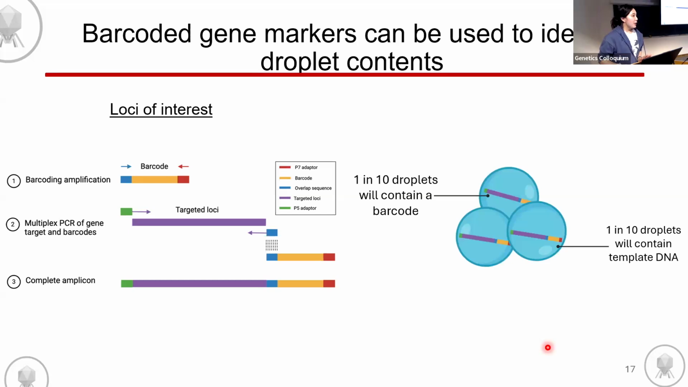So since the barcodes are loaded at a limiting dilution, that means 1 in 10 droplets will contain a barcode. 1 in 10 droplets will contain a template DNA. So if you do the math, 1 in 10, 1 in 10, 1 in 10, and 1 in 10, that means 1 in 1,000 droplets will contain a barcode, a phage, and a bacteria. But if you consider how many droplets are being generated with a microfluidic device, that means that there's essentially millions of reactions that can be collected.